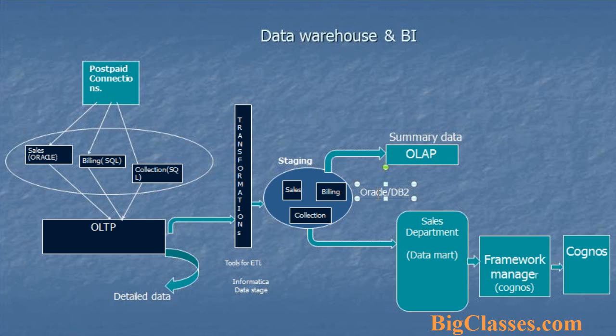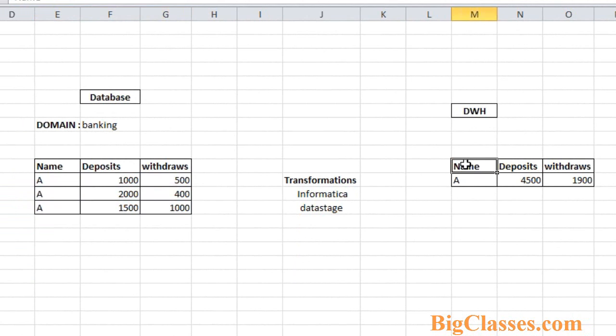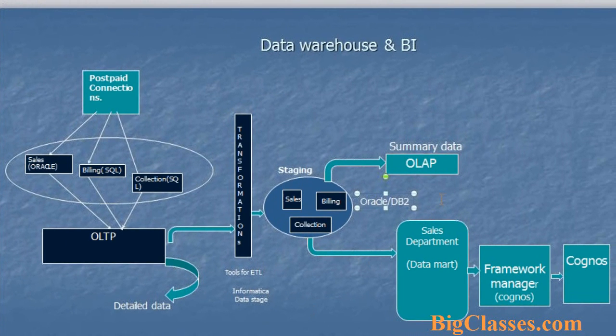Whereas in the data warehousing system, the data is going to be aggregated data, just like this. See here. This is an example. Customer A has deposited 4,000 and withdrawn 1,900 rupees. Here the aggregated data is going to be stored.